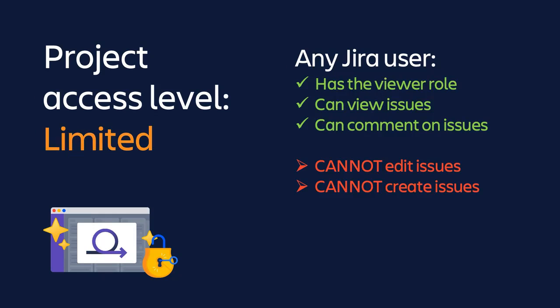The second option is to create a limited project. In a limited project, any users who have access to the site can view and comment on the issues in the project. They would not be able to edit those issues or create new issues. At the limited access level, Jira gives any user the viewer role in the project.